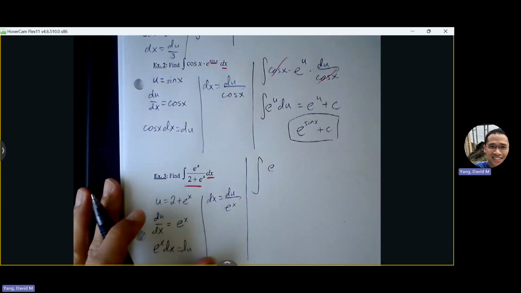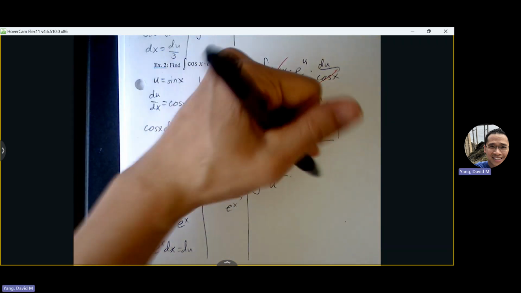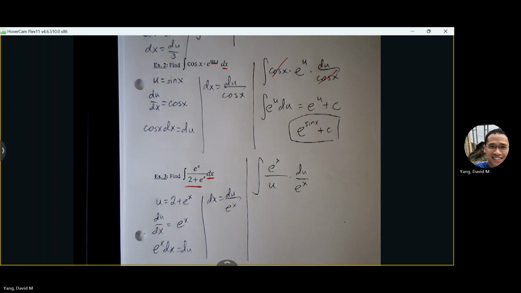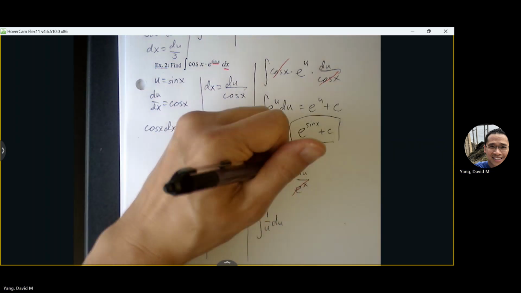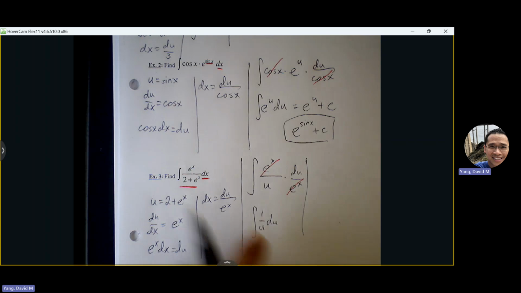Okay, rewrite our problem. Keep the numerator. The denominator is u. dx is du over e to the x. Our e to the x's cancel out. We're left with 1 over u du. We got a perfect match with the rule that we want to use.